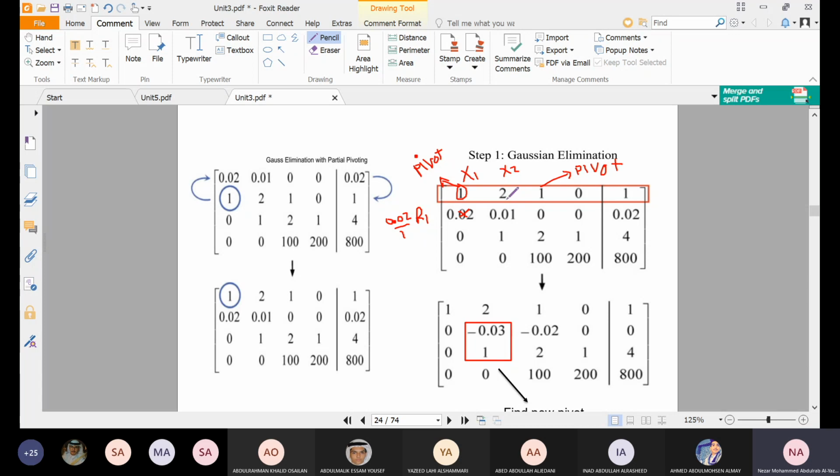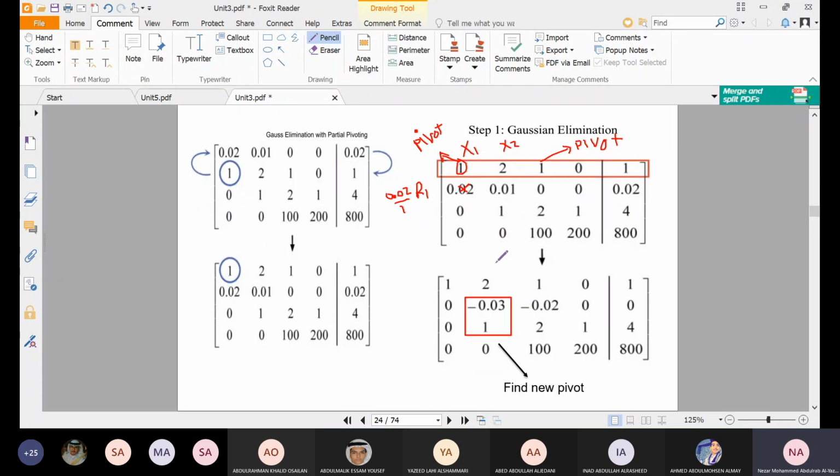And the coefficient of x2 is already buffed, so there is no need to change this one or introduce it in our calculation. This is now the step after we do the second elimination. This is after we do elimination for this one. For the first one, we get this.